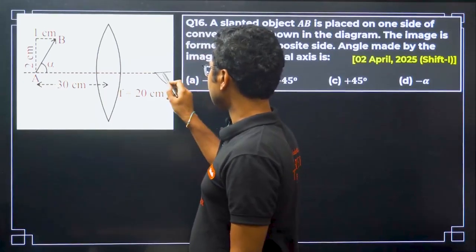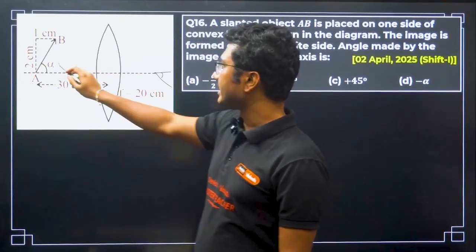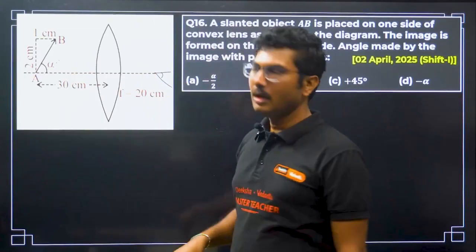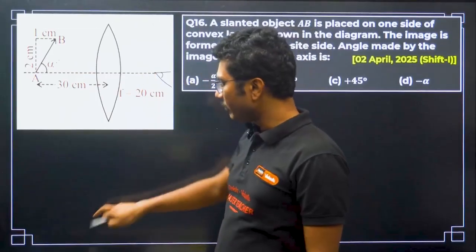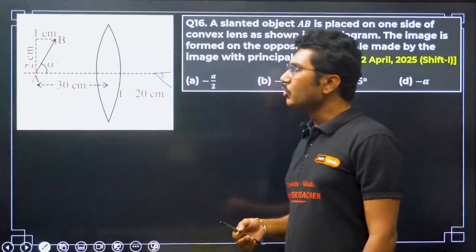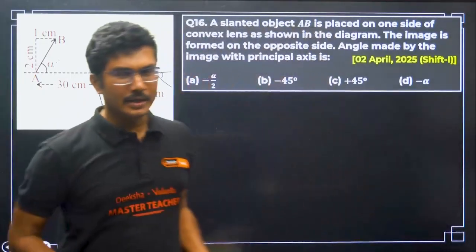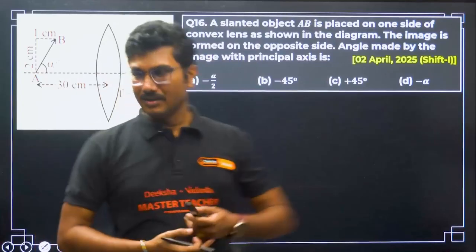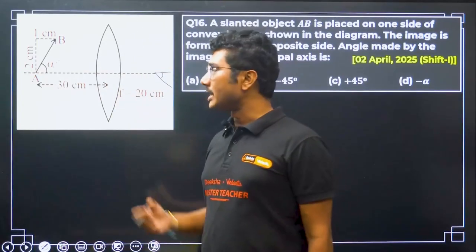Okay, it will look like this. This angle you have to calculate. Now, this angle is alpha, which means it will be a negative angle. Obviously, the angle will be negative, but we will try to find the magnitude and then put a negative sign to that. How to do that? There is a formula that you can use. I will teach you the formula as well, but there is another way.